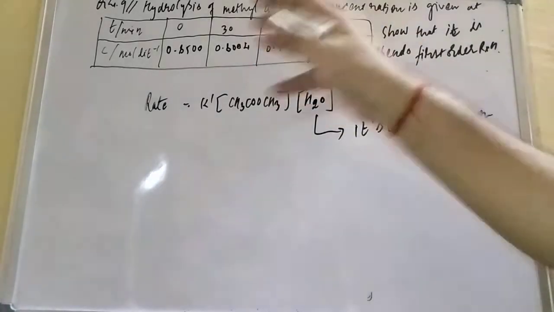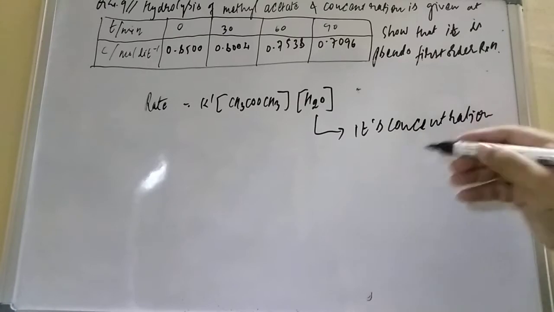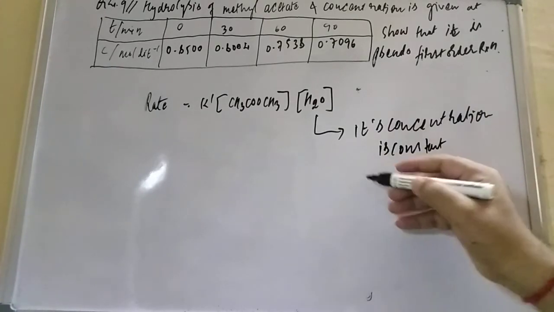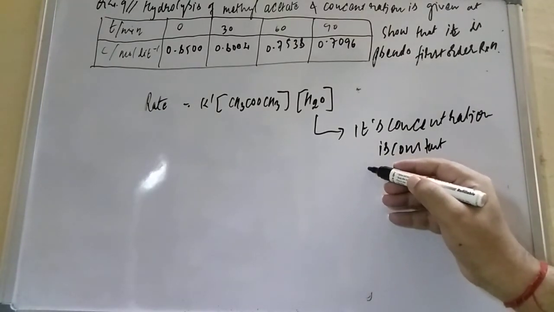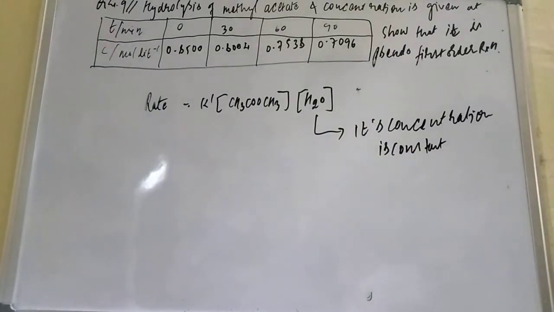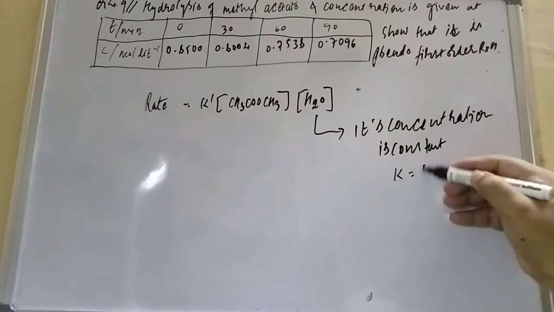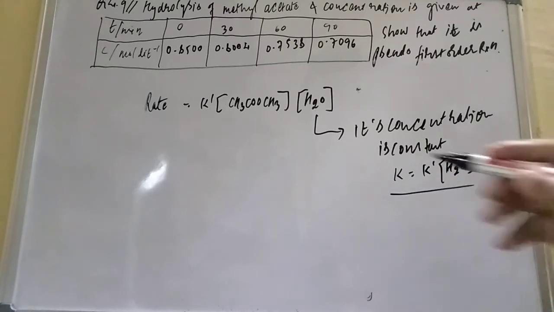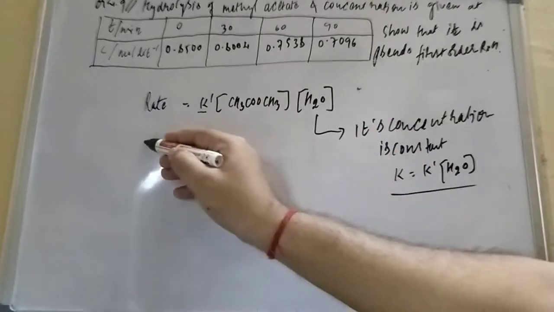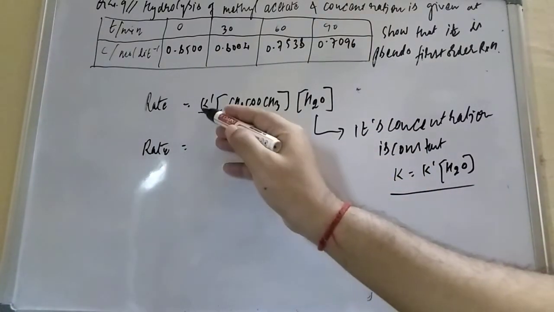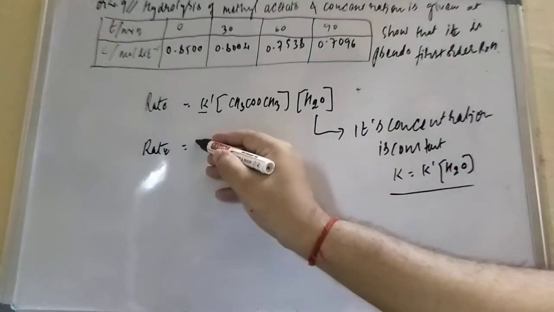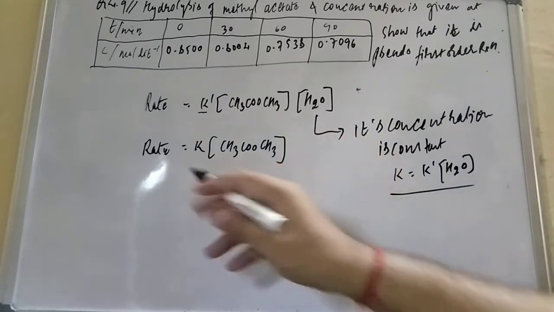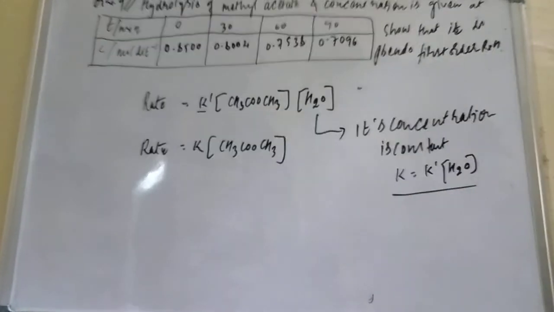Its concentration is constant over time, which means the rate is not depending on it. From the derivation of the pseudo order reaction, we know that K is equal to K dash times H2O. So in place of K dash and H2O, we can write K, and here is the concentration of CH3COOCH3. This means the rate depends on the concentration of methyl acetate.